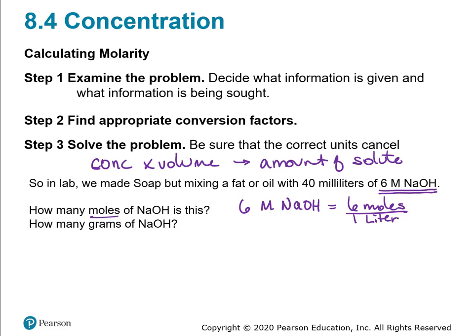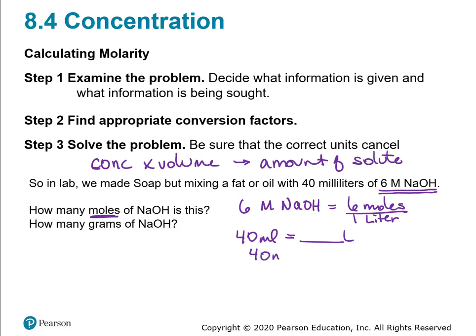So if I have units, now I can multiply or divide to get my units to cancel, because this first question is saying, well, how many moles? So if I can multiply 6 moles per liter times the amount in liters, then liters and liters will cancel, and it would give me my answer in moles. So concentration times volume will tell you the amount of your solute. So 40 milliliters. So I can't multiply 6 moles per liter times 40 milliliters because my units are not the same. So I have to convert this to liters.